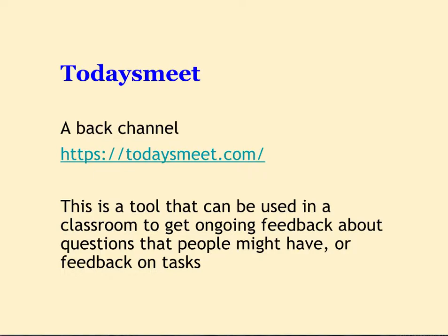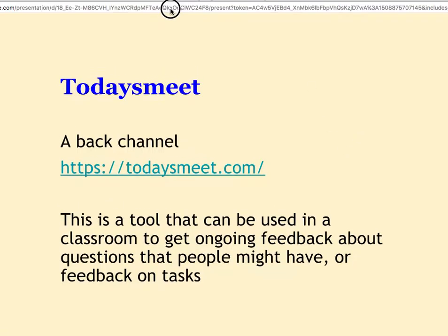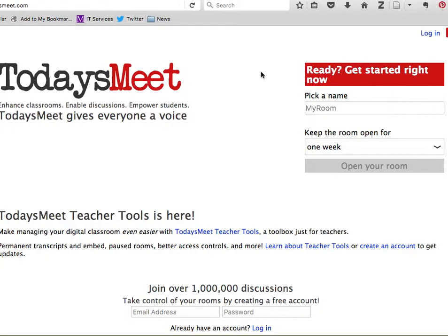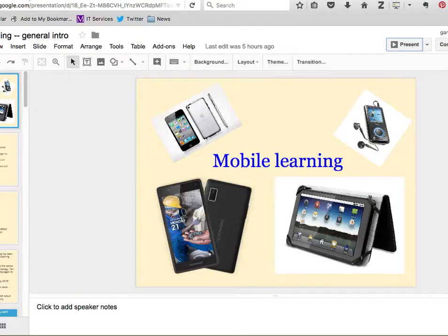So in the session, we're going to use a piece of software called Todaysmeet. Todaysmeet is a way of recording ongoing activity, in the sense that you log in, you can ask questions, you can do it anonymously. We can get feedback from the group, so it allows people to engage. It's not quite a mobile tool, but it will work on a mobile phone. I'll set this up in the session so you can explore how it works.